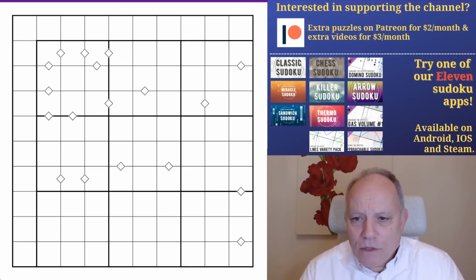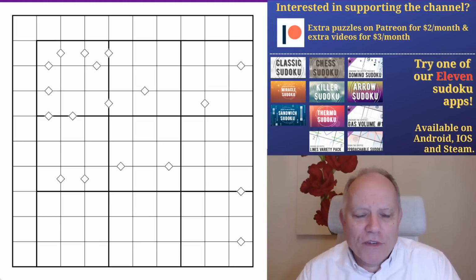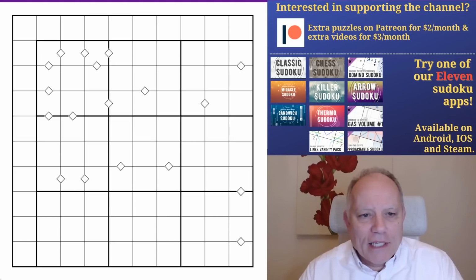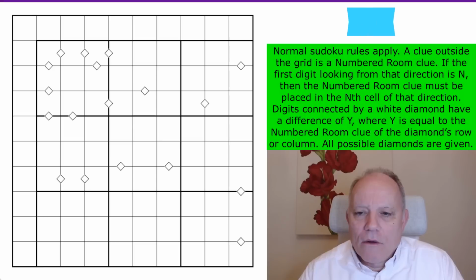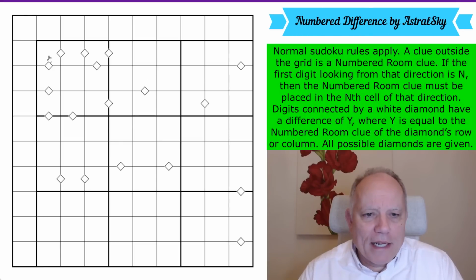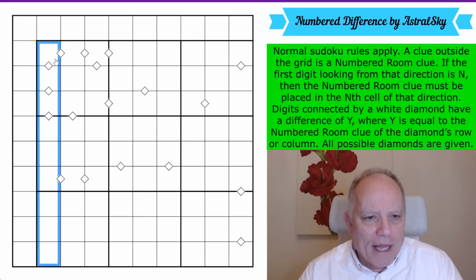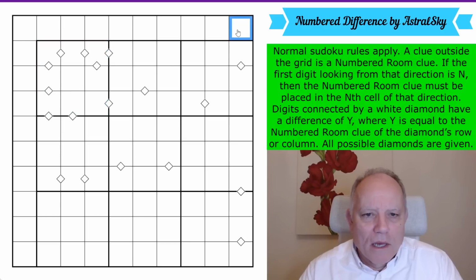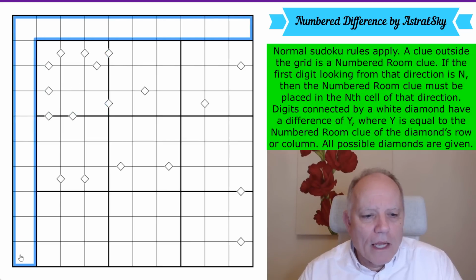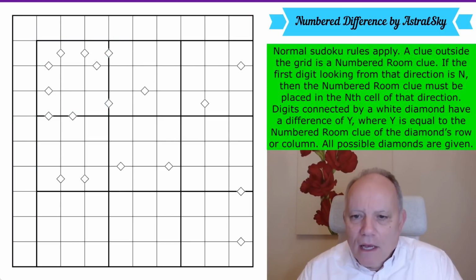Okay. What's going on in Numbered Difference by Astral Sky, who has featured on the channel before and is featured again with a recommendation from the great Glumhippo. So normal Sudoku rules apply. That is to the 9x9 grid. We're going to put 1 to 9 in every row, every column, and every 3x3 box. This perimeter is for the other things. Clues to the left or above the grid are numbered room clues.